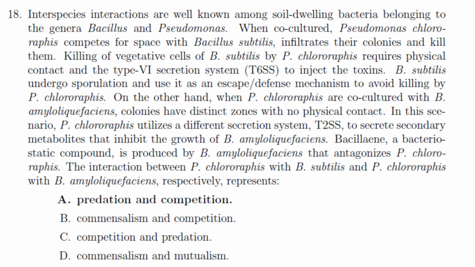Then interspecies interactions are well known among soil dwelling bacteria belonging to the genera Bacillus and Pseudomonas. When co-cultured, Pseudomonas chlororaphis competes for space with Bacillus subtilis, infiltrates their colonies and kills. So killing is the key word here. Killing of vegetative cells of Bacillus subtilis by Pseudomonas chlororaphis requires physical contact and the type 6 secretion system to inject the toxins. Okay, that is the mechanism of how it will kill. That is all that is mentioned by that particular sentence.